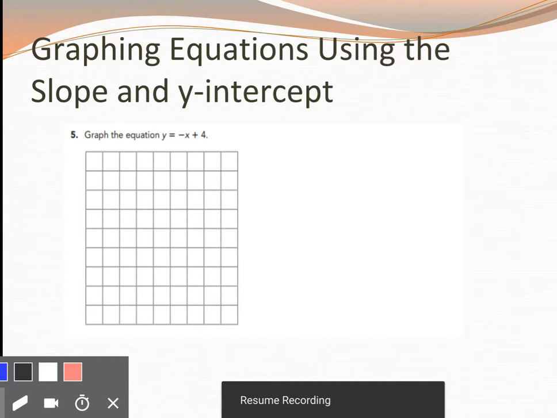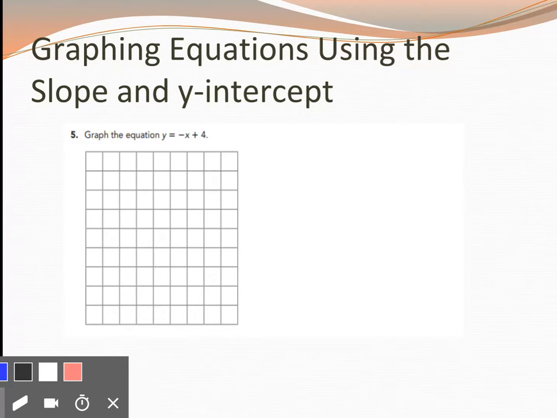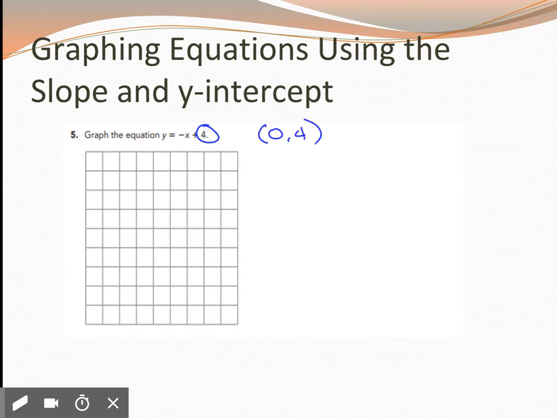Okay, I want to do number 5 with you as well, because I know that was a little confusing with the negative slope. But step 1 is to find the y-intercept. So my y-intercept is 4. So I know my first point is 0, 4. Okay, so again, I'm just going to kind of eyeball a graph here and plot my first point of 0, 4. I am counting every line as 1, just so you know. So this is 0, 0. So 0, 4 is up 4. 1, 2, 3, 4.